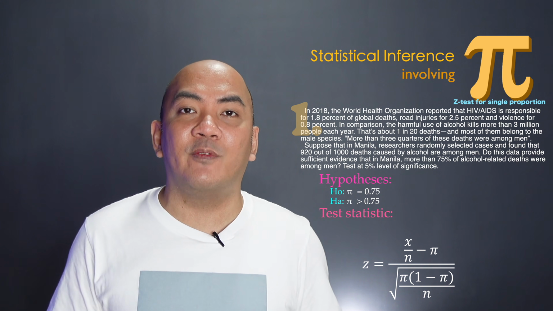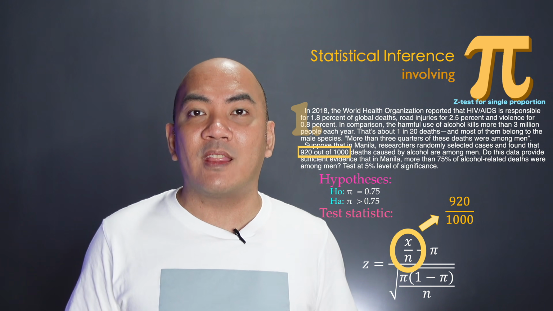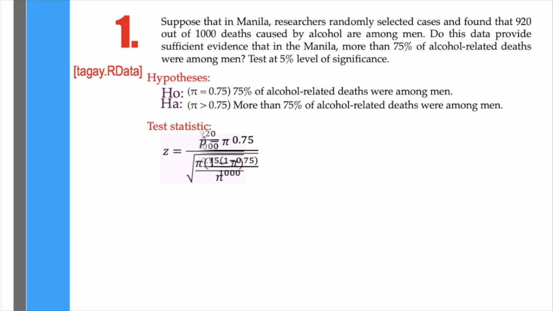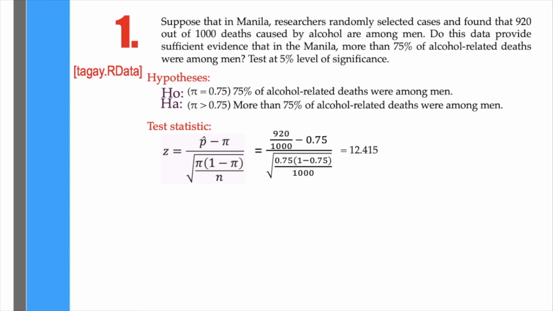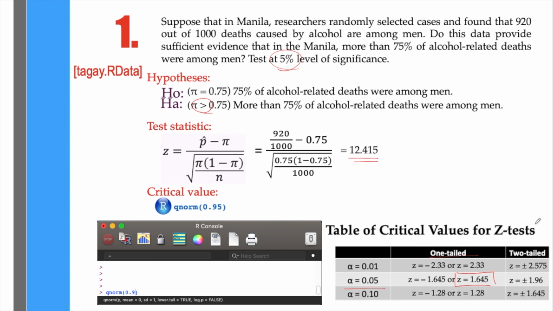Now for the test statistic involving the z-test for single proportion, x over n here is 920 over 1,000, pi is 0.75, and n is 1,000. So substituting those values, we're going to have z equals 12.415. As for the critical value, since this is a z-test, we're going to make use of the table of critical values for z-tests. And since this is a one-tailed test with a positive value of z, then at alpha 0.05, we're going to have z equals 1.645. Which you may also find using R using qnorm(0.95).